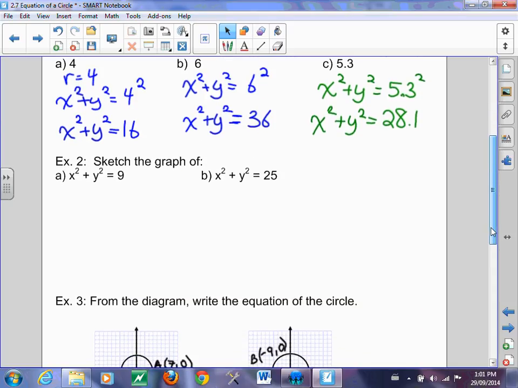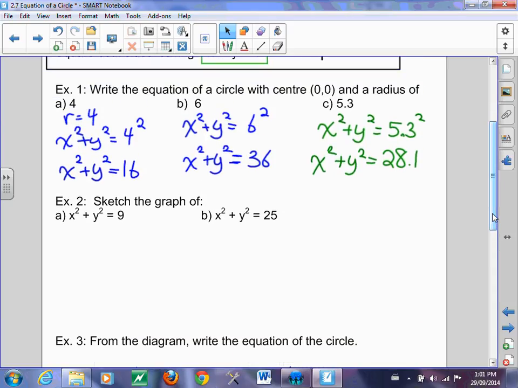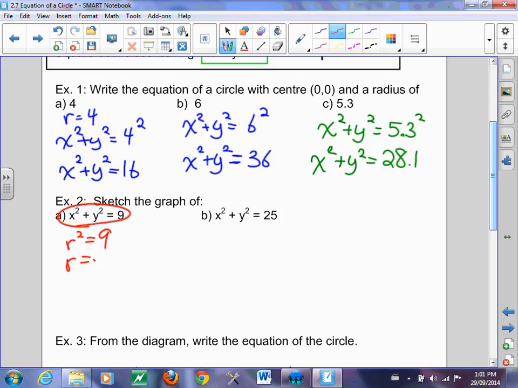Okay, next one. Oh, now we're going to work differently. Now we're going to sketch the graph of this. Okay, so first of all, this is the expression of the circle. So we've got x squared plus y squared equals r squared. So r squared equals 9, which means the radius has to equal the square root, right? And radius equals 3.